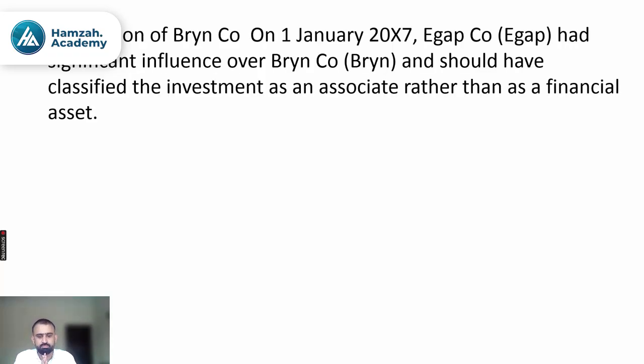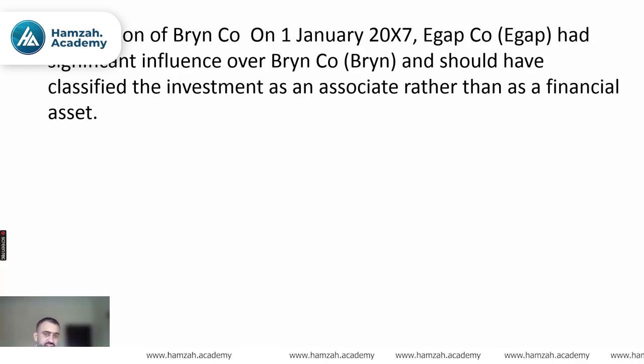First of all, as I told you earlier, the acquisition of B means you have significant influence because you have 25% shareholding. So first of all, it should be treated as an equity-accounted associate investment, not as a financial asset. That is the first issue which you need to identify here. It is our associate, not a financial asset.